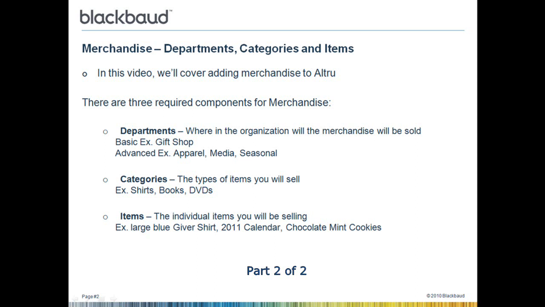In this video, we'll show 3 examples of setting up merchandise in Altru. The first will be a very basic merchandise setup, which we think will cover most Altru clients. The next example will be for a larger organization that has a bigger gift shop and may have areas in the gift shop that they would like to segment items. And the final example we will show is for a gift shop where certain items are taxable and some aren't. Let's go ahead and start with the first example.